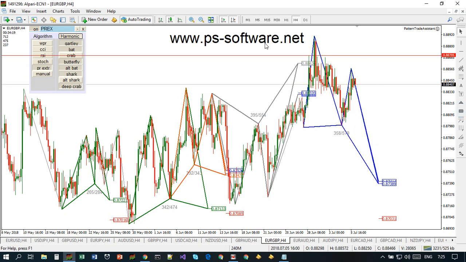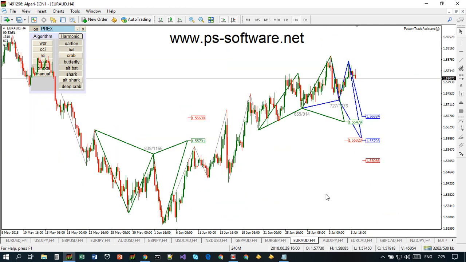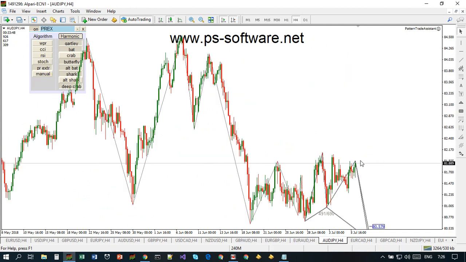So the type 2 completion should be executed within this zone, within the top of the potential reversal zone and the high of the terminal price bar. The terminal price bar is the bar that crosses the last line of a pattern. So wait for price to first hit this rectangle before you make any decisions to sell. Okay, Euro Aussie, shark and the deep crab pattern, very far from completion as well.